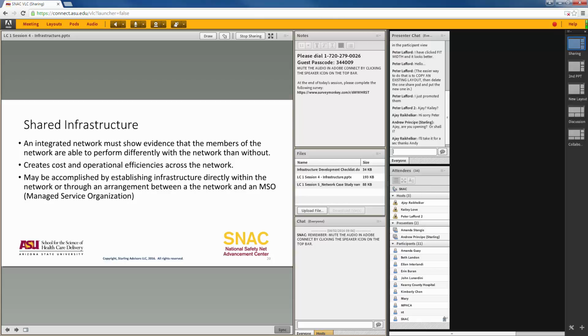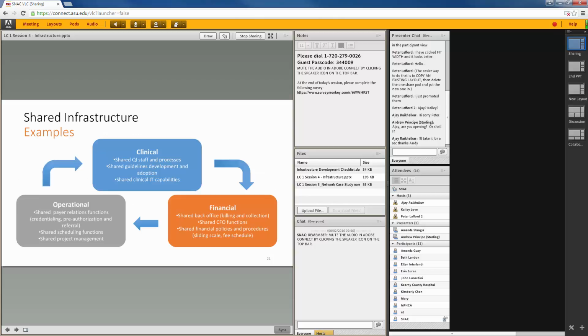And the shared infrastructure may be accomplished by establishing infrastructure directly within the network or through an arrangement between the network and some other type of organization. And we've heard an example of how a third party delivers some of the services that the network needs. Again, there's no one-size-fits-all model, but that can be a very efficient way of reducing some of the timeline necessary to get to the point where the network is operating efficiently.